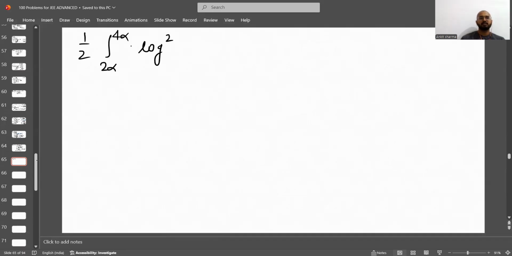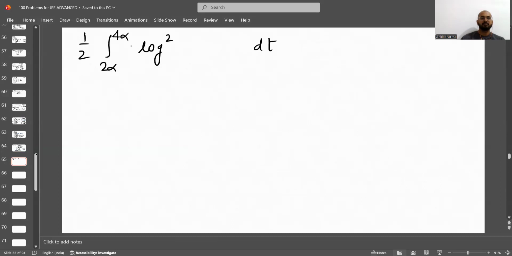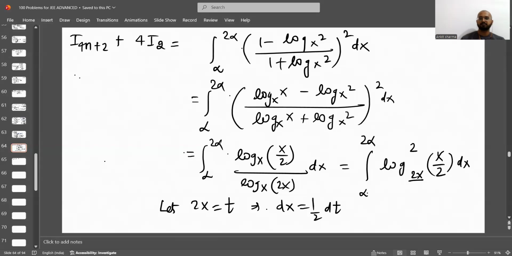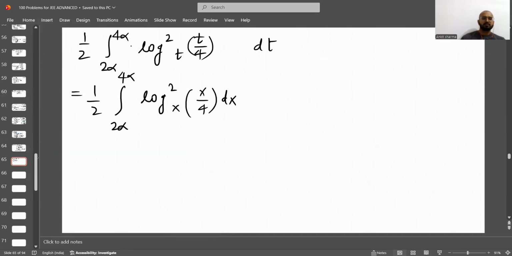This is half of, and then dt here, and we have taken 2x as t, so x will be t by 2, means I get here t by 4. So I get t by 4 here, and then 2x is t, and this will be t itself. So this thing further can be written as log square. I'll interchange just because we need here x in that function. That's it. So let us see if something is looking like this.